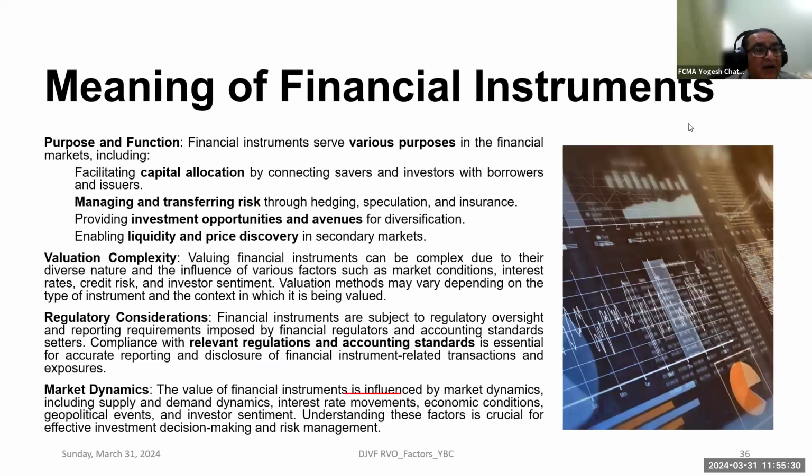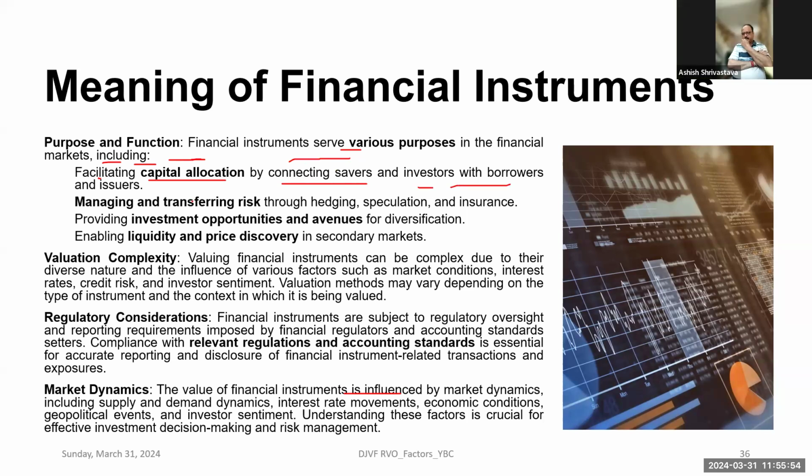And then purpose and function. Financial instruments serve various purposes in the financial market, including capital allocation. That is how capital allocation facilitation will be done: by connecting the savers, we all actually save a portion of our earnings, and investors with borrowers and issuers.